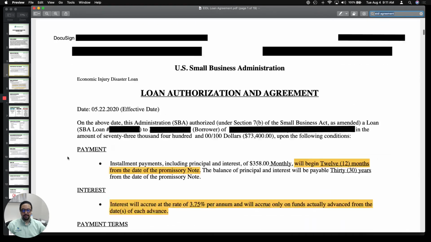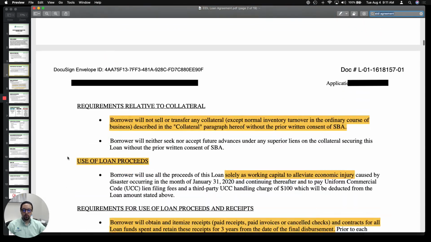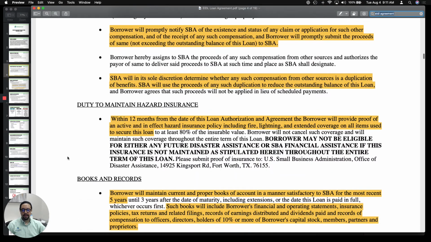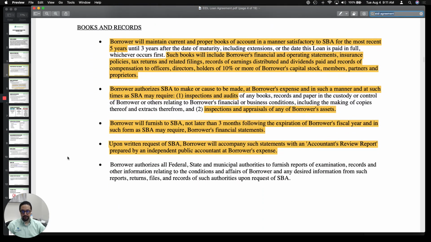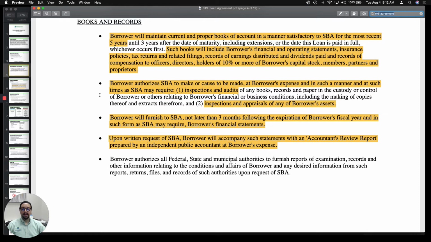Basically, this is the contract we all signed, and if you scroll down to page 4, there is a section called Books and Records where you are telling the SBA that you agree to maintain proper books of accounts in a manner satisfactory to the SBA for the most recent 5 years, meaning that the SBA can audit 5 years back. It also tells you that the SBA at any time and in such a manner can require you to show them your financials and that they can audit your books.